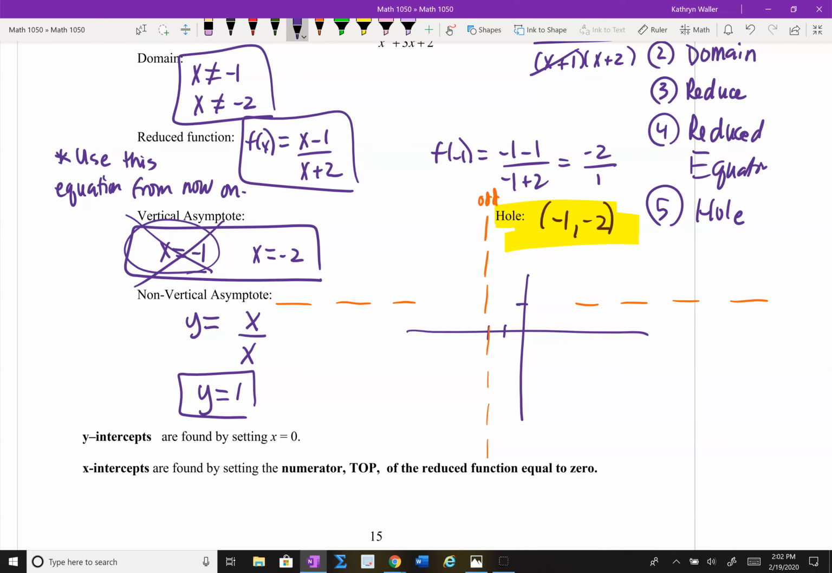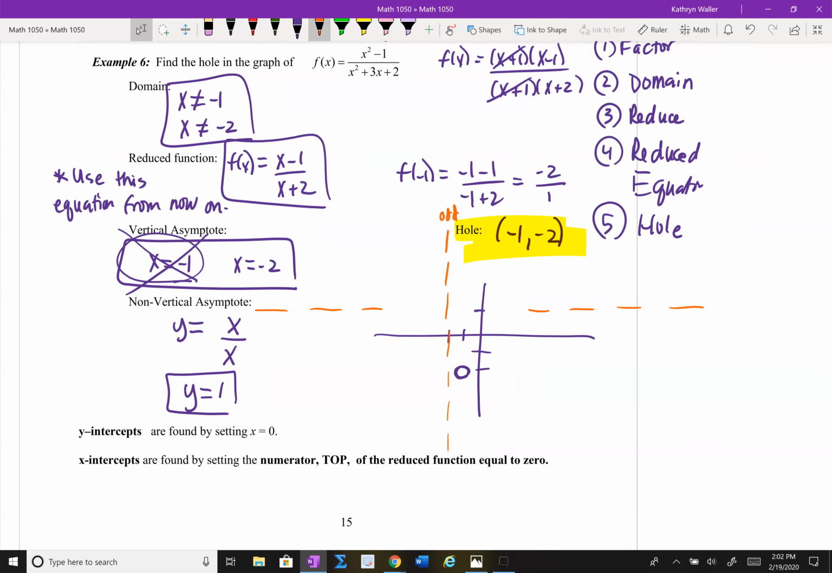I know I have a hole at -1, -2. Left 1, down 2, hole. There's one more thing that I know about this graph. I know as x gets big, my graph's going that way. As x gets small, my graph's going that way.